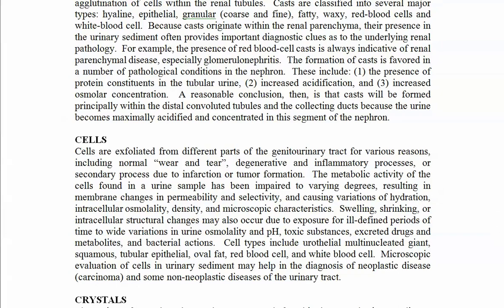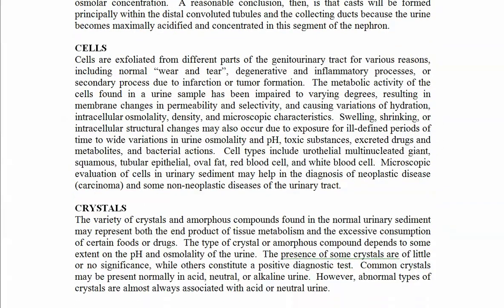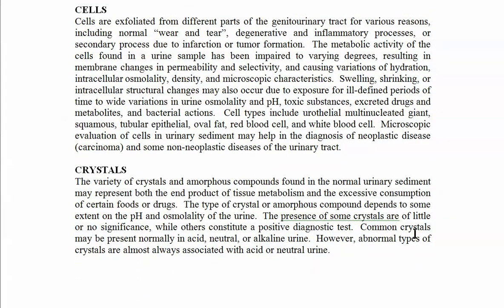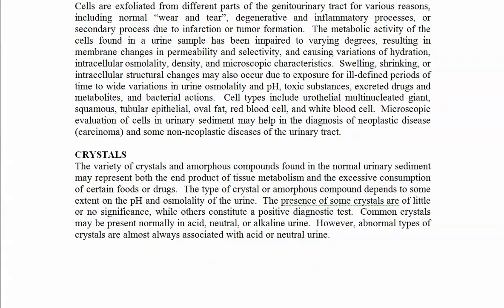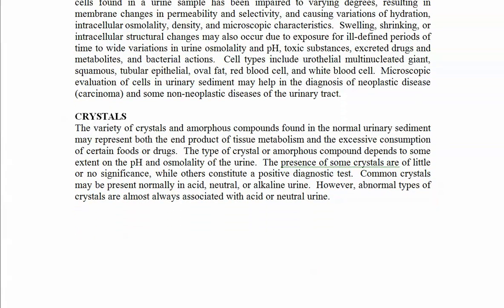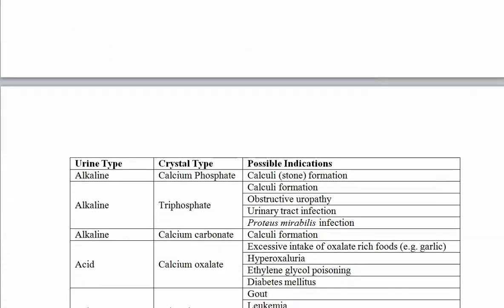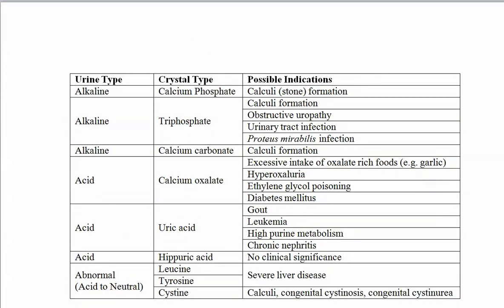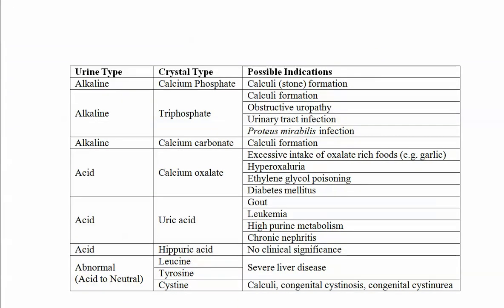So you can look at one other type of thing, crystals, and these are sort of aggregations of different minerals. So a lot of crystals are, again, normal. Some are not. So we have a table here of different types of crystals that you would find in urine. So a lot of times the types of crystals you would find will depend on the pH of the urine. So some crystals are found in alkaline urine, some crystals are found in acidic urine, and some crystals are fairly acid to neutral. So these are all amino acids here. And if they form crystals, that can be indicative of liver disease or some kidney stones.